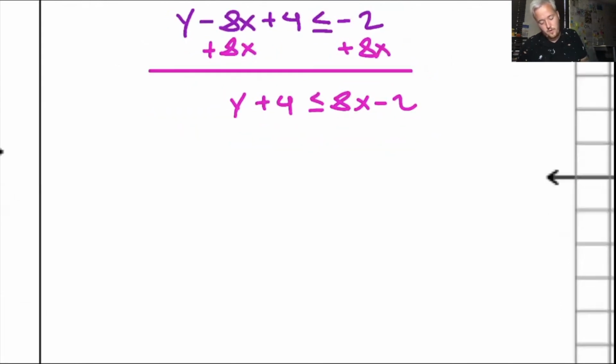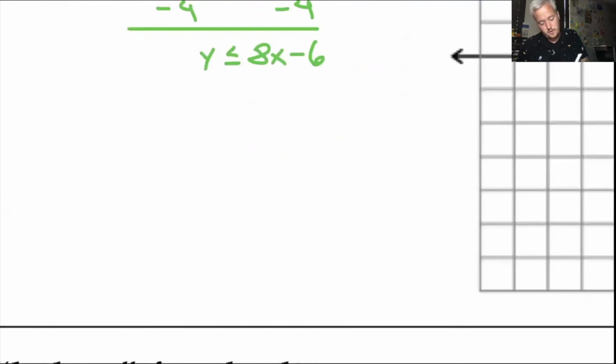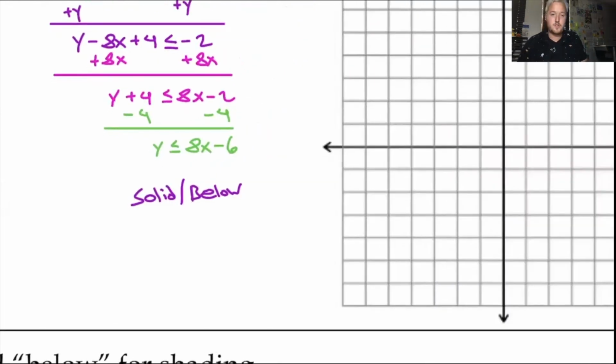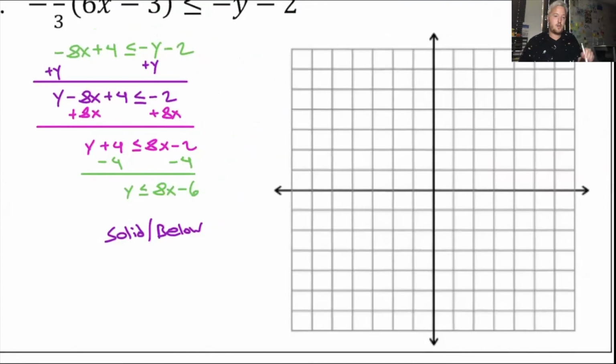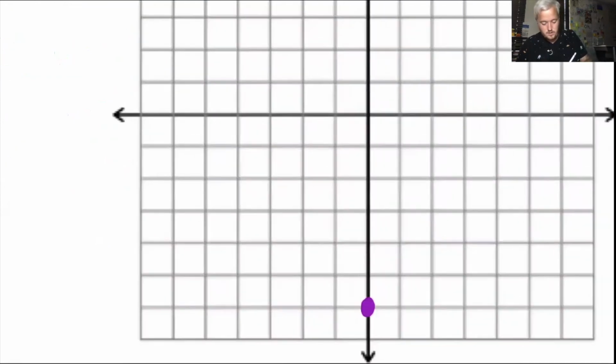Now I need to get rid of that 4, so I'm going to subtract 4. So I'm going to have y less than or equal to 8x minus 6. So if you look at your line here, it's going to be a solid line. And because it's less than, we want to go below. So we're going to start at -6, and then we're going to go up 8, right 1. So 1, 2, 3, 4, 5. So start at -6, and then go up 8, right 1.